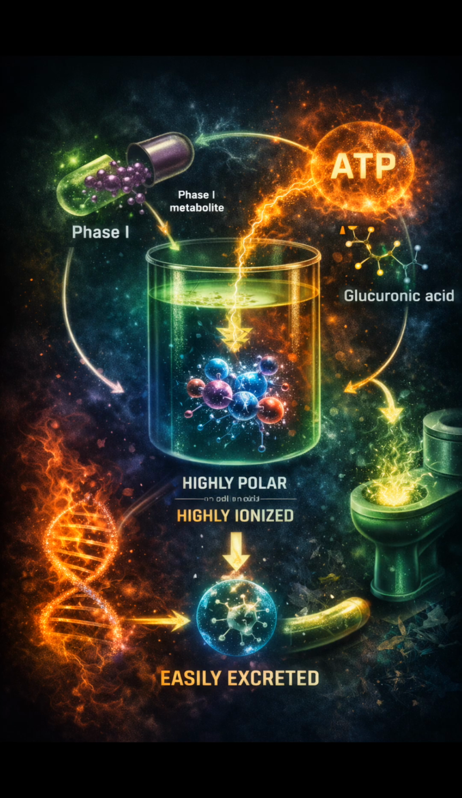Here, the drug or its phase 1 metabolite combines with an endogenous substance to become highly polar and highly ionized, so they can easily excrete it. Now, unlike phase 1, this reaction needs energy because now we are not just modifying, we are finishing the job.